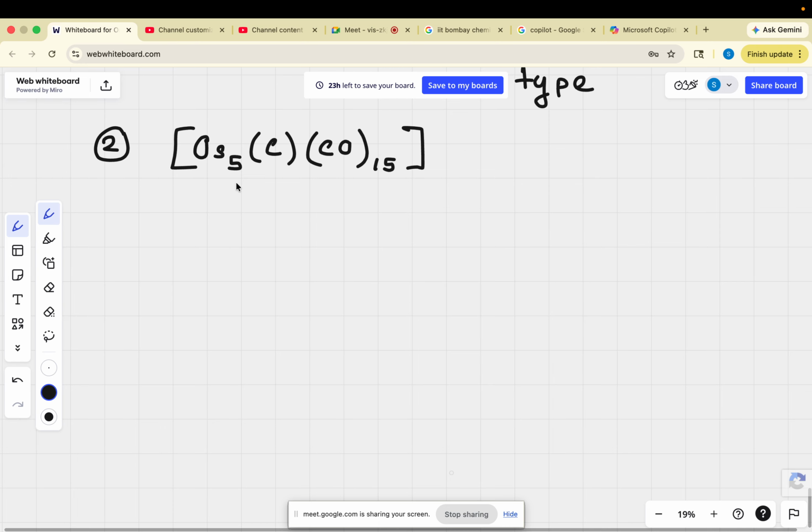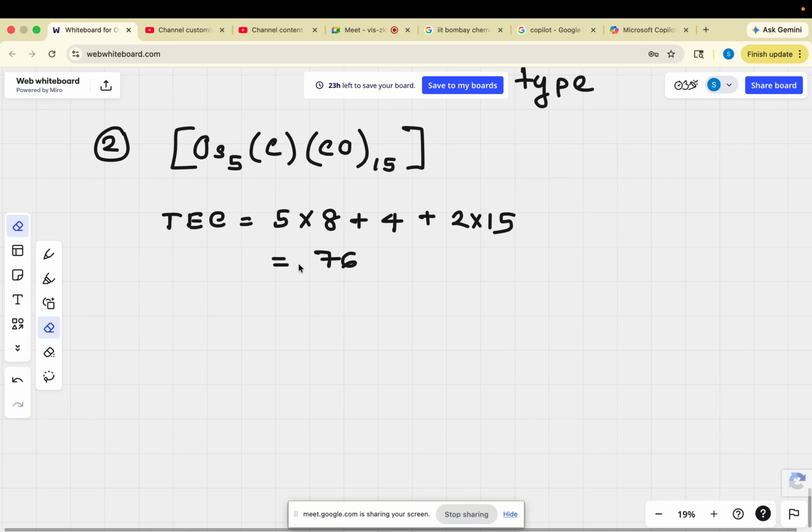So nido for n plus 2. Basically here also, total electron count. For osmium it will be 5 into 8. For the carbon center it will be 4, and for 15 carbonyls, 2 into 15, right? So what you are getting from here? 40 plus 4 plus 30. 40 plus 4 is 44, 44 plus 30, 74, right? Yes, sir. Yeah, 74, okay.